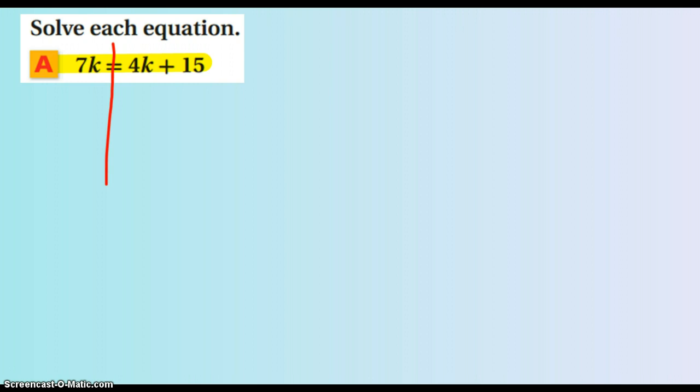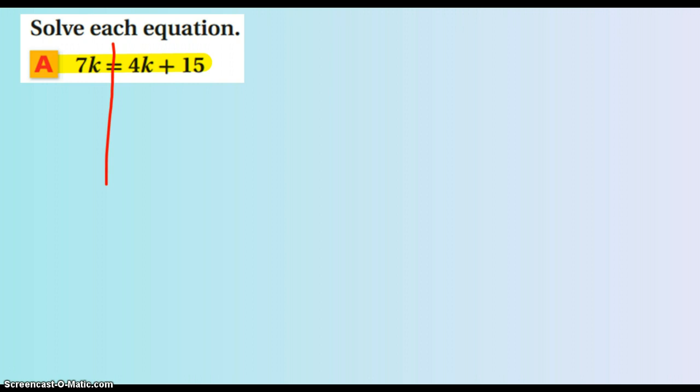So here's what I like to do. I don't have to simplify either side of the equation. 7k is fine by itself. 4k plus 15, I can't simplify that at all. So I have a decision to make. Either I'm going to bring 7k over to the right, or I'm going to try to bring 4k over to the left. Either way, I would have to subtract either of those terms to bring it to the other side.